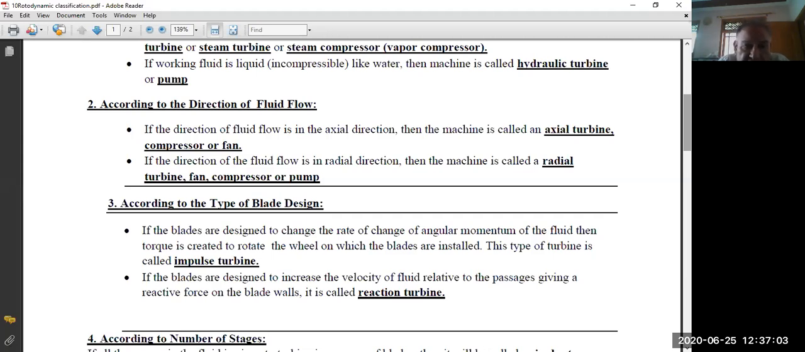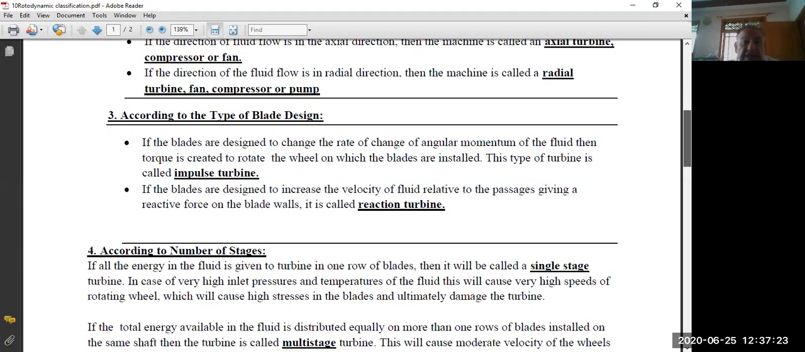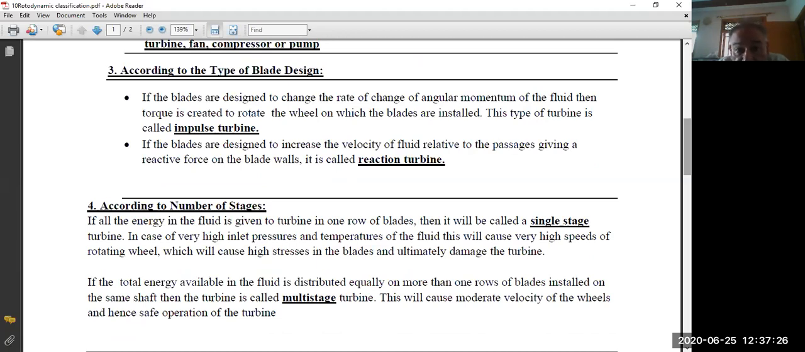Now, we can also classify according to the type of blade design. If the blades are designed to change the rate of change of angular momentum of the fluid, then torque is created to rotate the wheels on which the blades are installed. This type of turbine is called an impulse turbine. If the blades are designed to increase the velocity of fluid relative to the passages, giving a reactive force on the blade walls, it is called a reaction turbine.